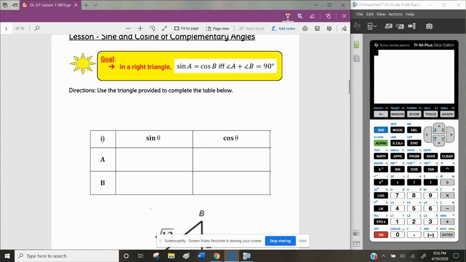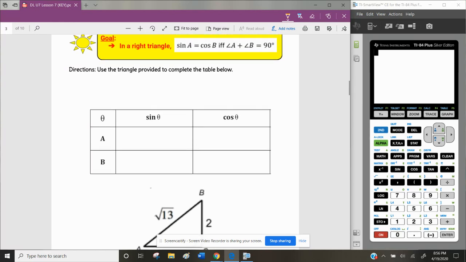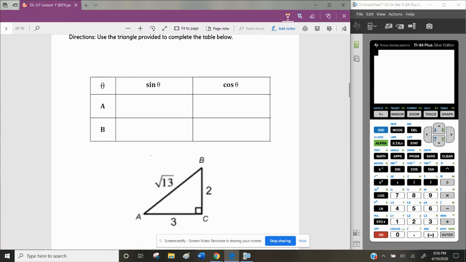Now, is this true for all right triangles? Yes, this is true for all right triangles. So we look down here at this example. If I look at angle A, sine would be opposite over the hypotenuse, the ratio. So that would be 2 over radical 13.